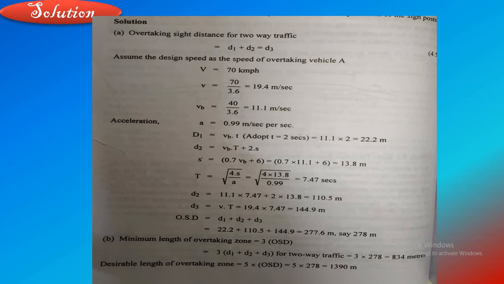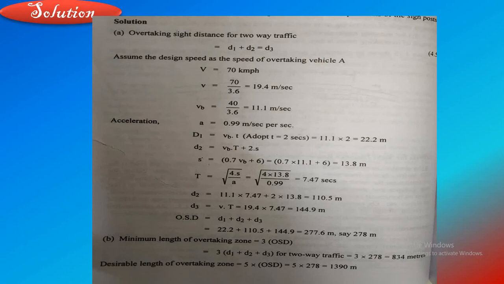And coming to the D3 formula, it is v into T. So v value we know, small v 19.4, into T value 7.47. So here D3 value is 144.9. So approximately we can say it is 145.